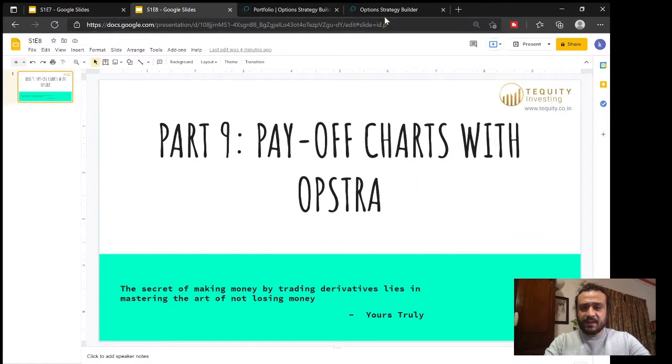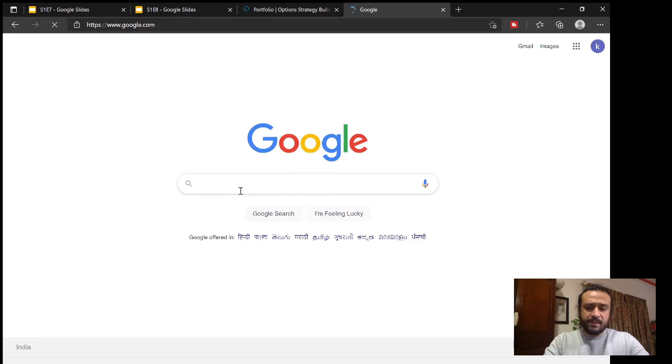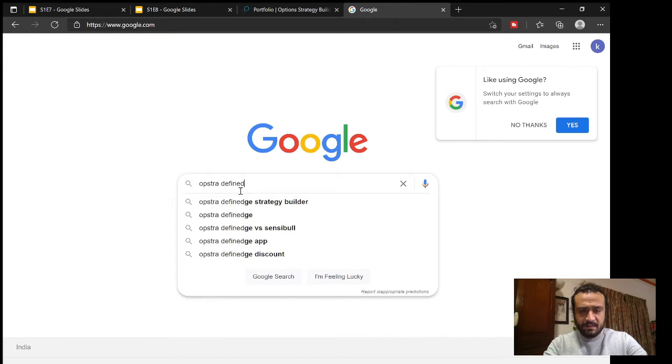However, this would be of a lot of value for you, and this software is free. So quickly taking you to it, let me just show you how to get to this software. I just go to Google, I click on Opstra Define Edge.